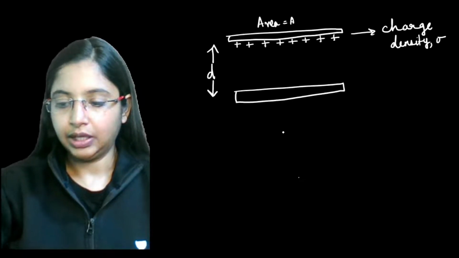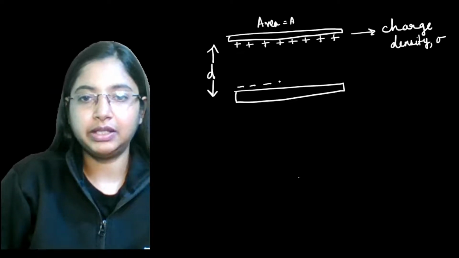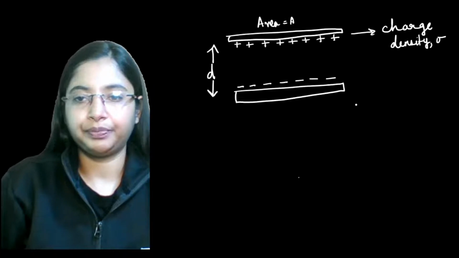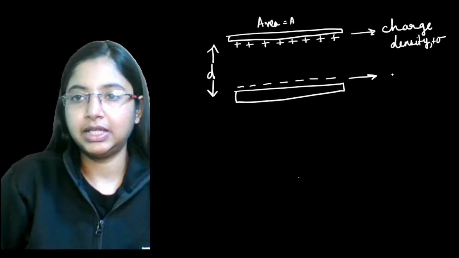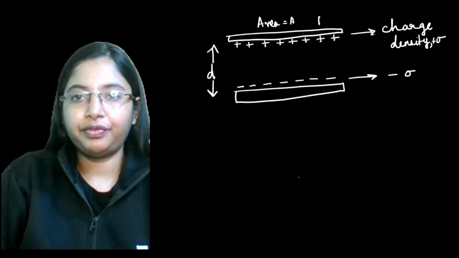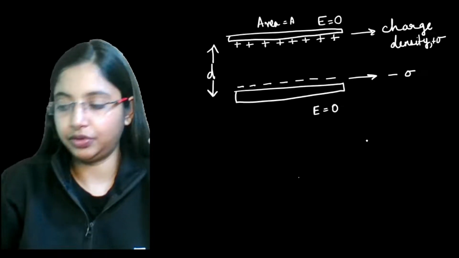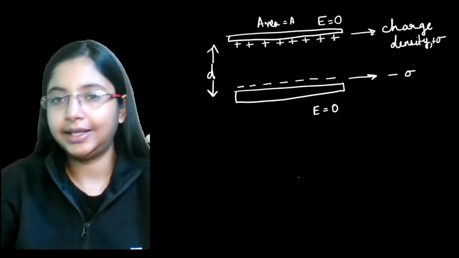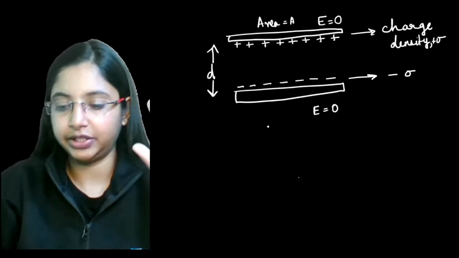Now for the second plate, if the first is positive, take this one to be negative. So the surface charge density here is going to be negative. The electric field outside the conductor cancels out, so the net field outside this capacitor is actually 0.